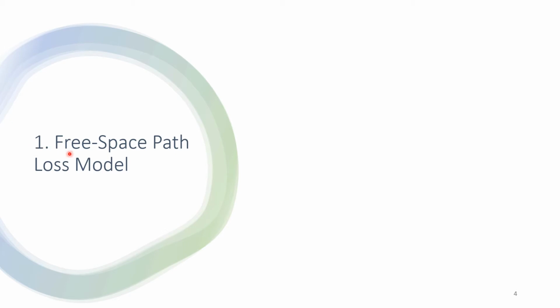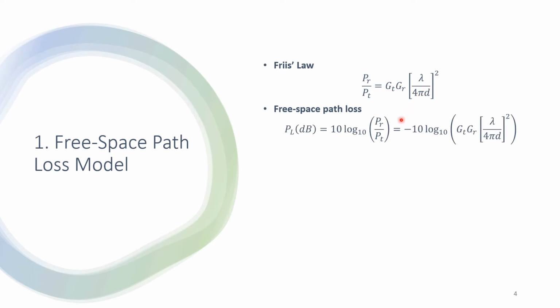So number one, free space path loss model. It's based on the first equation. It says that the received power is a function of the transmitted power, the gains, and the free space. So I can say that the path loss itself will have a negative sign because we are speaking of loss. And then of course if you want the gain, you take the positive side. Loss and gain are kind of opposite.